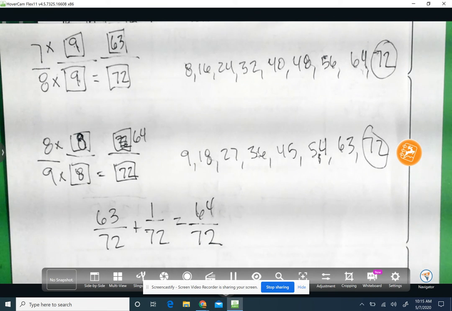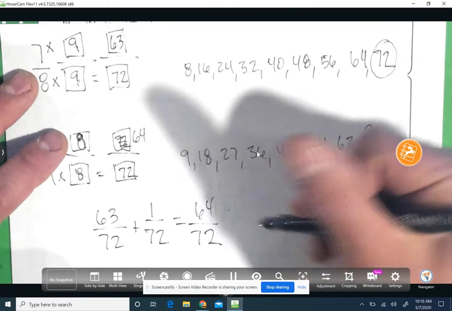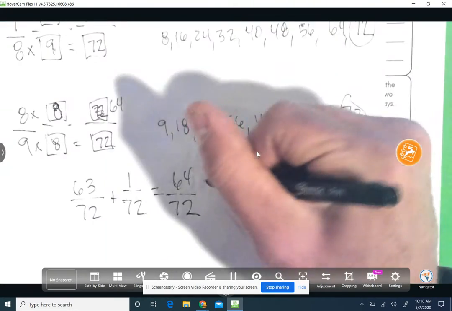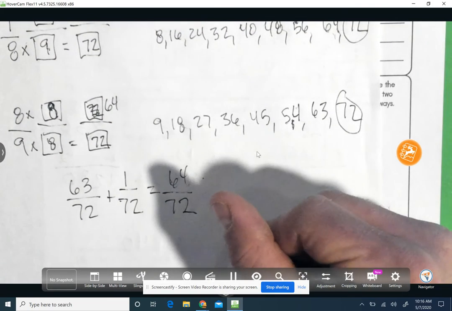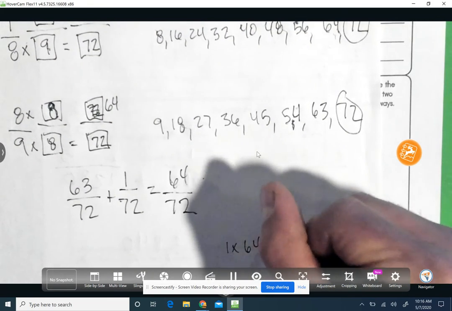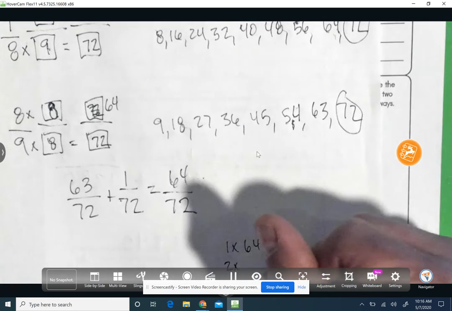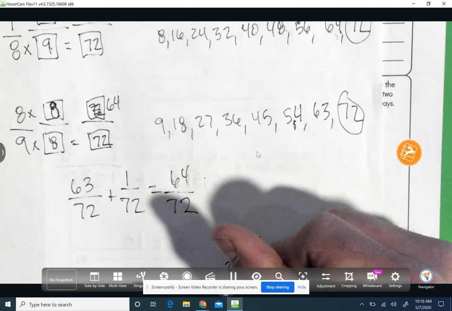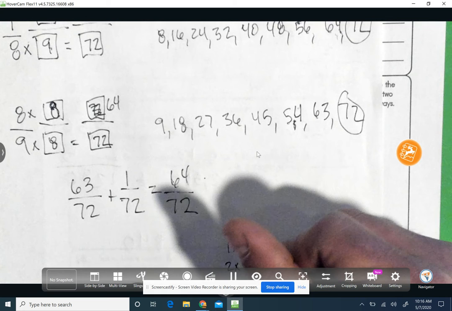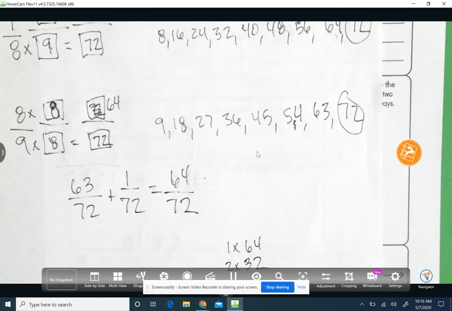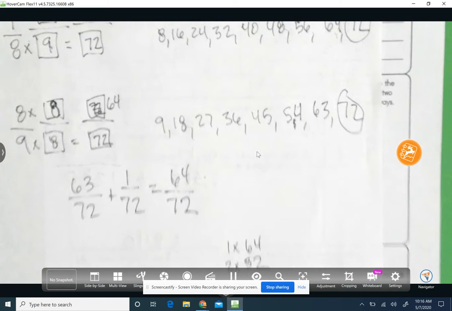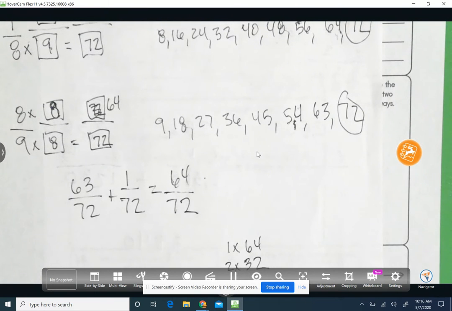We're not done. We need to put this into simplest form, greatest common factor. What are the factors of 64? We have 1 times 64, 2 times 32 is 3, a factor of 64.